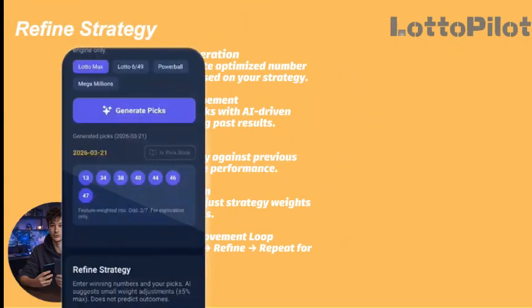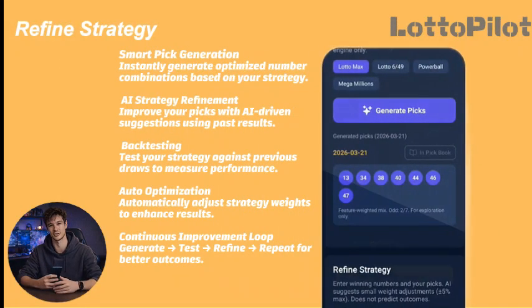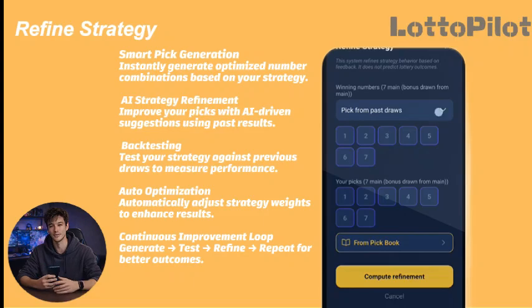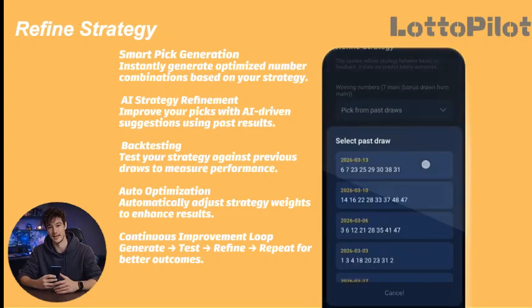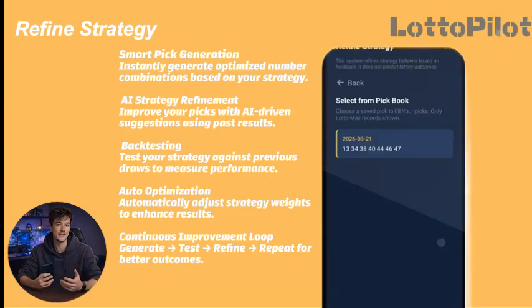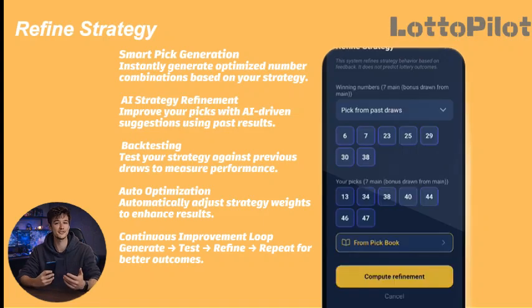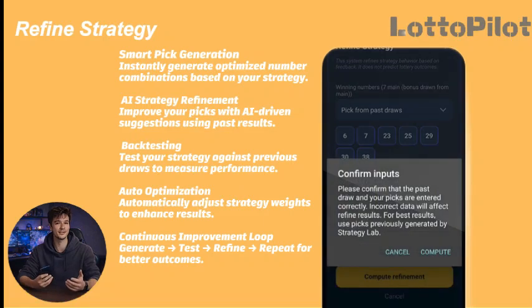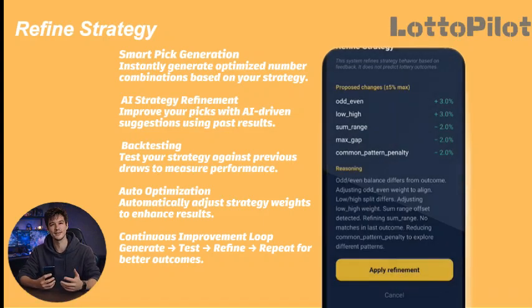The next step is to refine your strategy using AI suggestions. For example, you can select a past draw that you previously played. Then enter the winning numbers from that draw, and select the picks you generated from your pick book. The system will then compute a refinement suggestion. Click Compute Refinement, and it will propose adjustments to your feature weights.